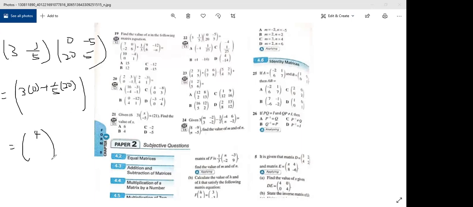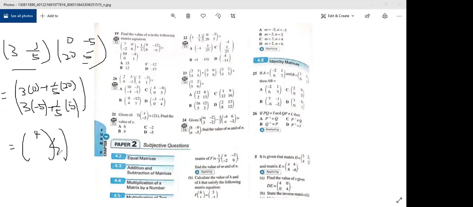1 times 2, yeah, 1 times 2. 1 row, 2 columns. So the answer is B already. The format is 1 times 2. So you only have A and B left. And as you can see, the end product is 4. So the answer is B already.